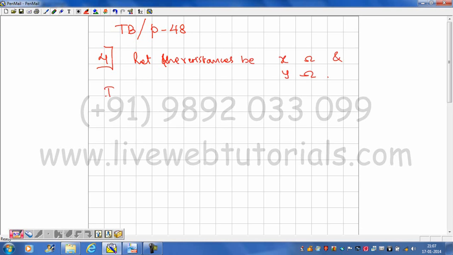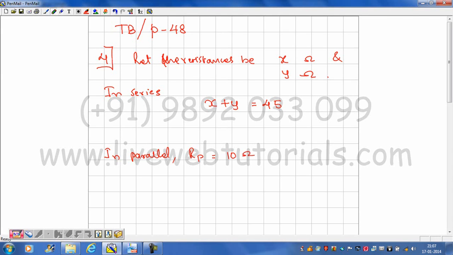So first is in series. Correct, in series it is addition of resistances that gives the total resistance. So X plus Y, this gives me 45. Okay, the total resistance in series they have given 45 ohms. Then in parallel, okay, the resistance value given is 10 ohms. That is Rp is 10 ohms.